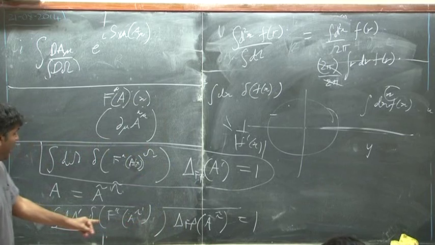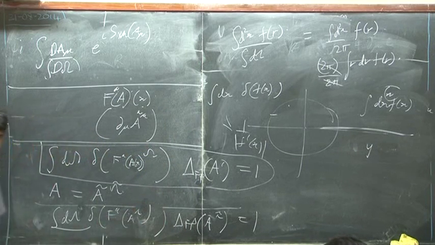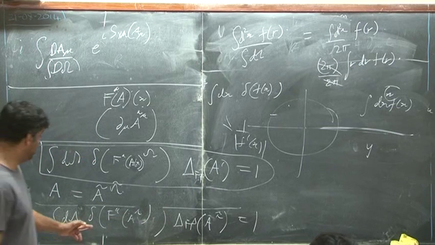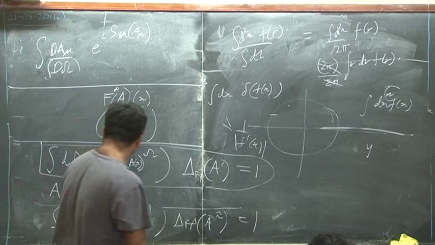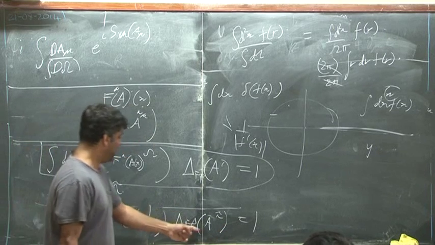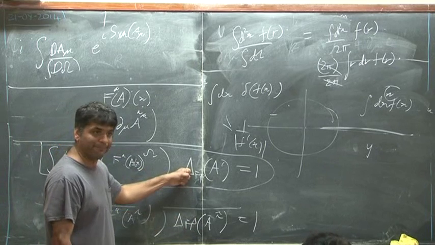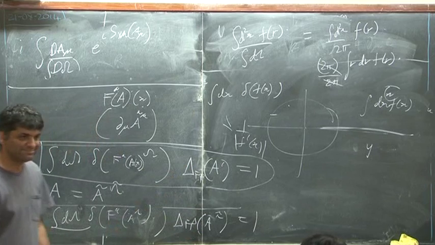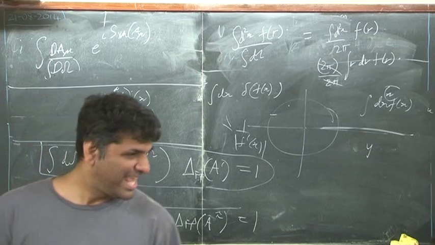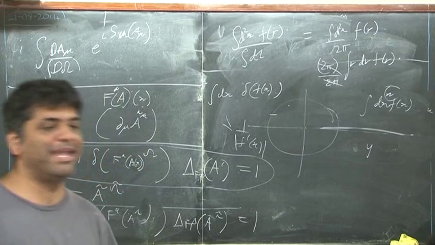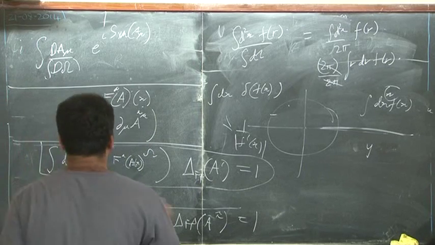Okay, so now what have we got? Since this was a dummy variable, we can get rid of the prime. And what we've got now is the identity. Now we compare this equation to this equation. We see they're actually the same only if this and this are the same. So what we've proved is that this Faddeev-Popov determinant is a gauge invariant function of the gauge field.